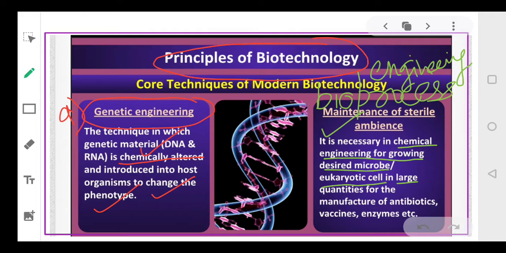Suppose you want to grow a particular organism, and you want a cell to multiply at a faster rate. We should provide a nutrient medium to the cell, and when we provide a nutrient medium to the cell, it should be free from contamination. Okay, it should be free from all contaminations. Then only can we use those rapidly multiplying cells or organisms to manufacture antibiotics, vaccines, or produce various enzymes. So our biotechnology basically has two main techniques. One is genetic engineering and the second is bioprocess engineering.